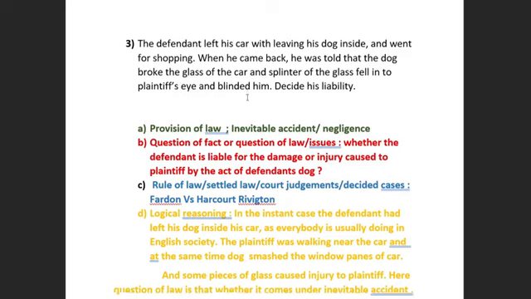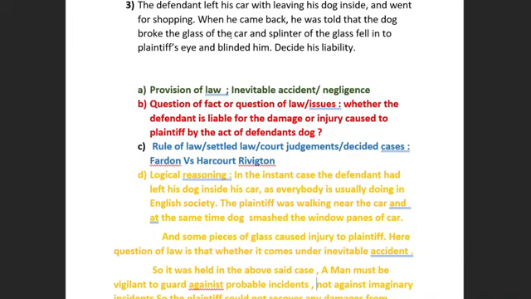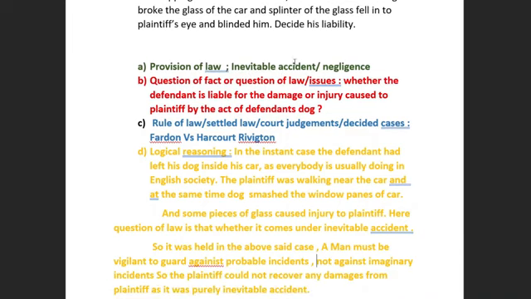Here we have to write where we can find this problem. We can find this problem in the inevitable accident. Where the inevitable accident will come, it will be discussed under the general defenses available to the defendant. It can also be seen under the negligence chapter also. Here, what is the issue? Whether the defendant is liable for the damage or injury caused to the plaintiff by the act of the defendant's dog.